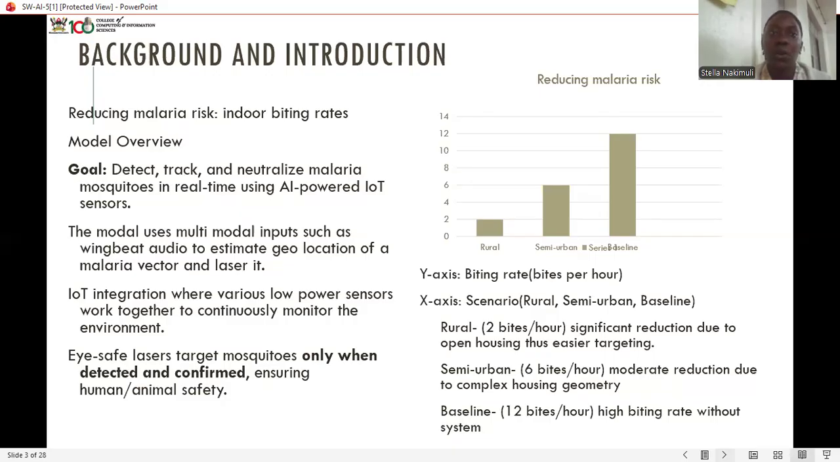So it has a goal, which is mainly to detect, track, and neutralize malaria vectors. This will be done through our very intelligent system, which will use the Internet of Things to detect and be able to know the actual position of the mosquito, the malaria-causing vector, which is a female Anopheles mosquito.